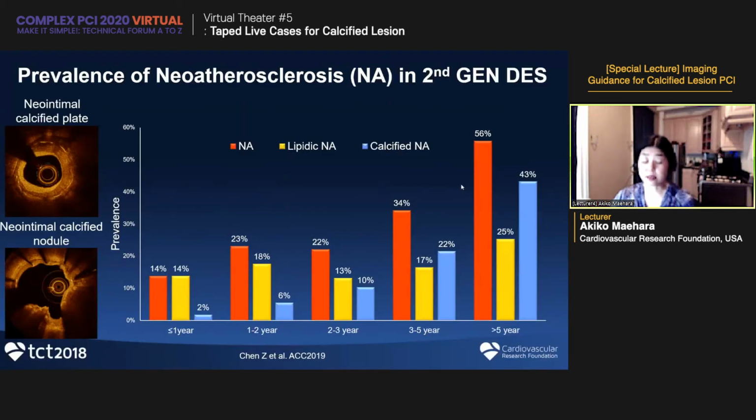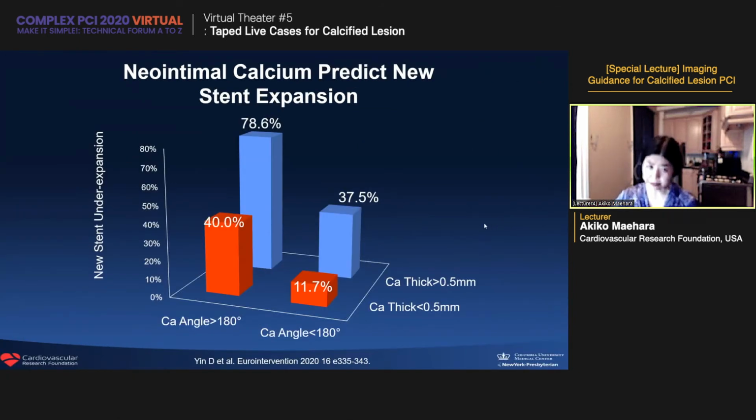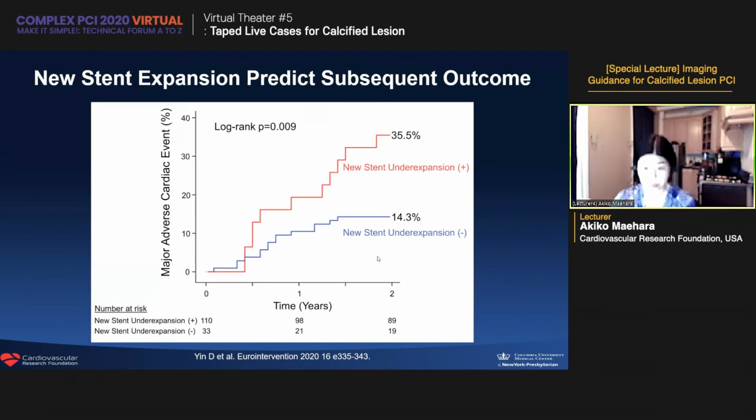And this is a summary of second generation in-stent stenosis. And after 5 years, the calcified atherosclerosis is up to 43%. And we ask ourselves, what is a predictor of good stent expansion in the neo-intimal calcium? And the answer is quite similar: if you have thick calcium or big calcium, similar to the de novo lesion, that predicts stent expansion.